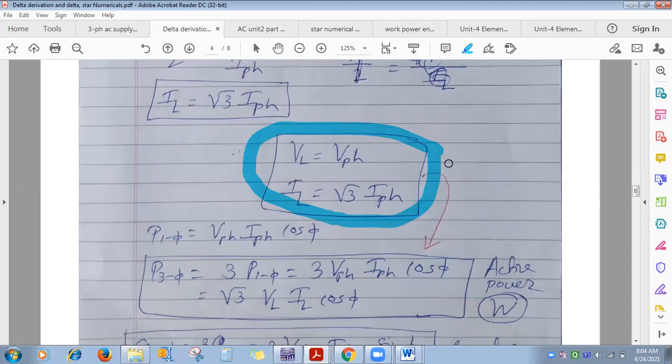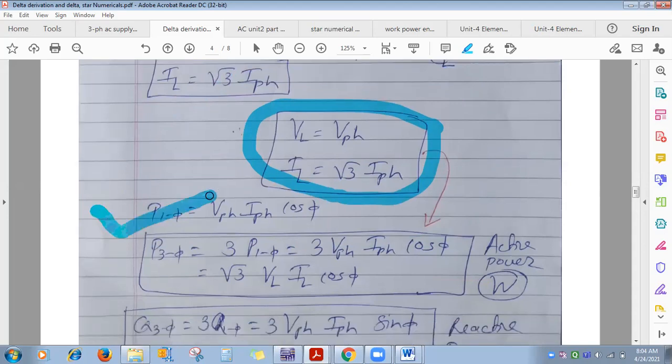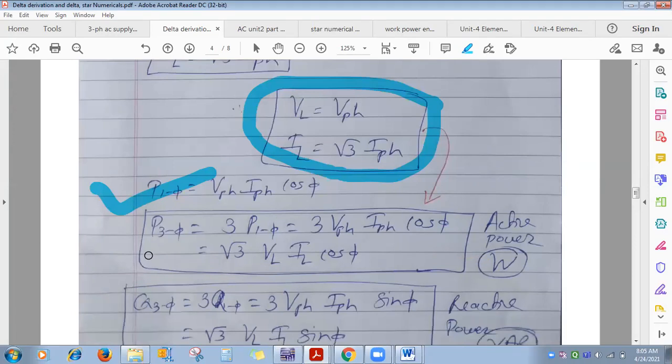Means you got it. IL is equals to IPH and VL is equals to √3 times VPH for star. And if you get asked to calculate the single phase AC power, then use the formula VPH IPH cos phi. If you get asked to calculate the three phase AC power or total power, then 3 times of single phase power, you can use the formula or √3 times VL IL cos phi.